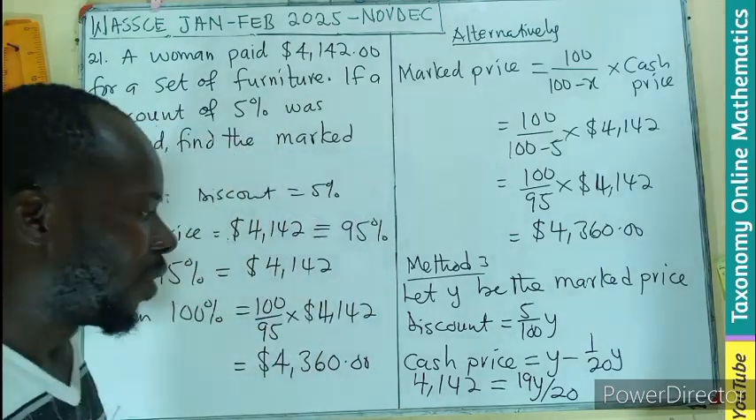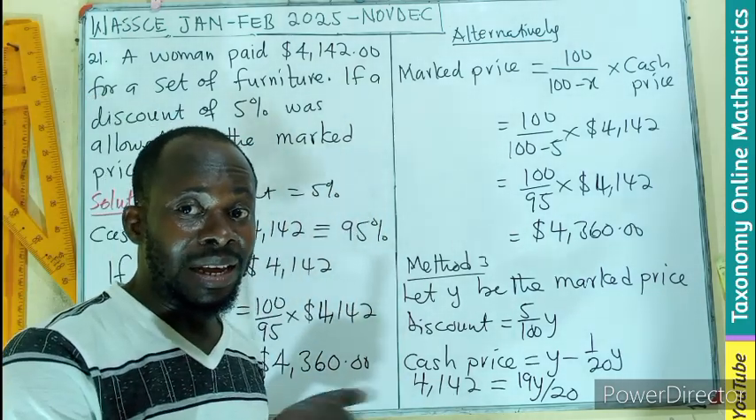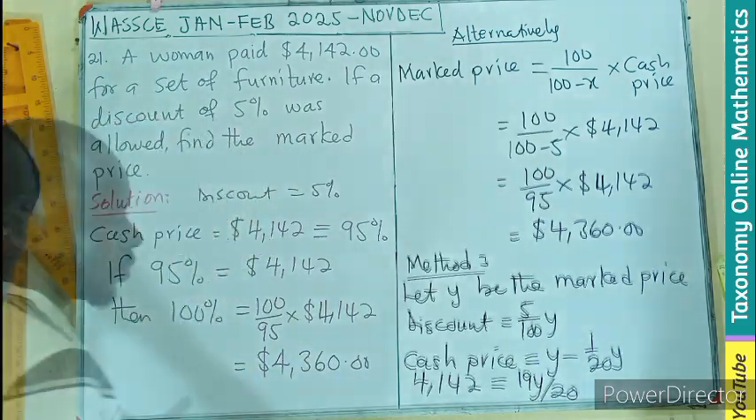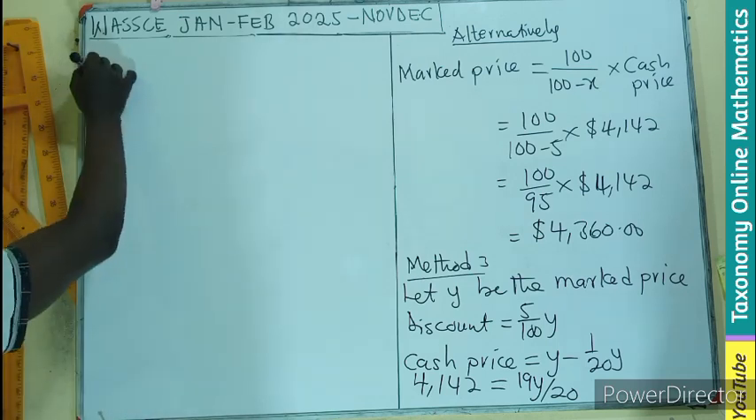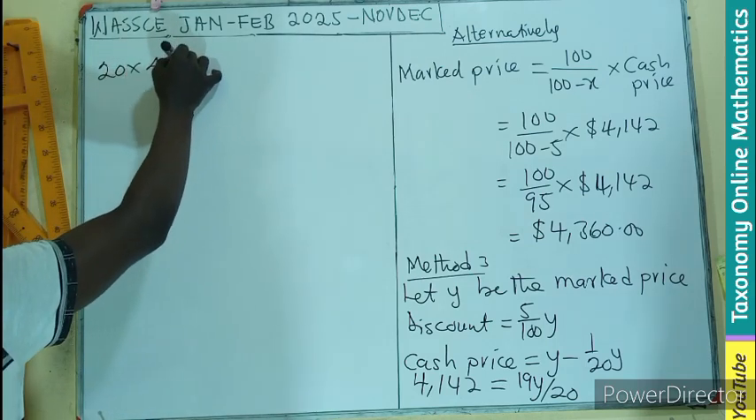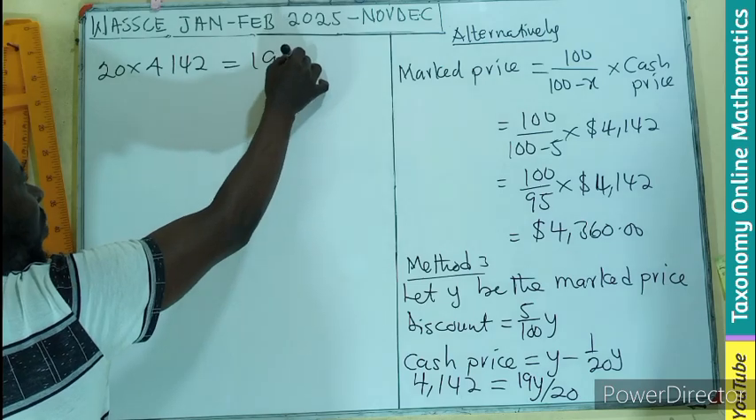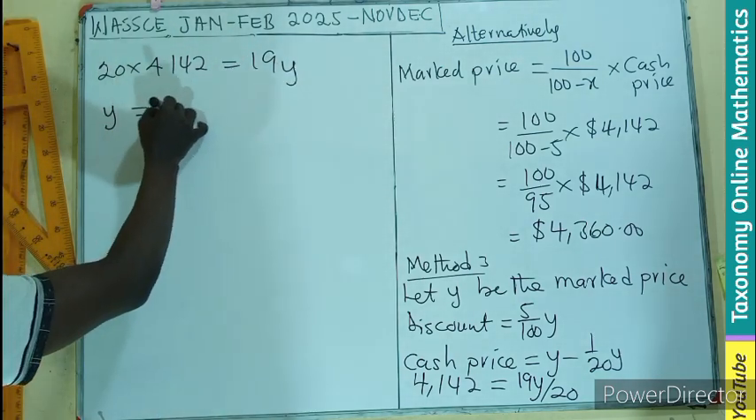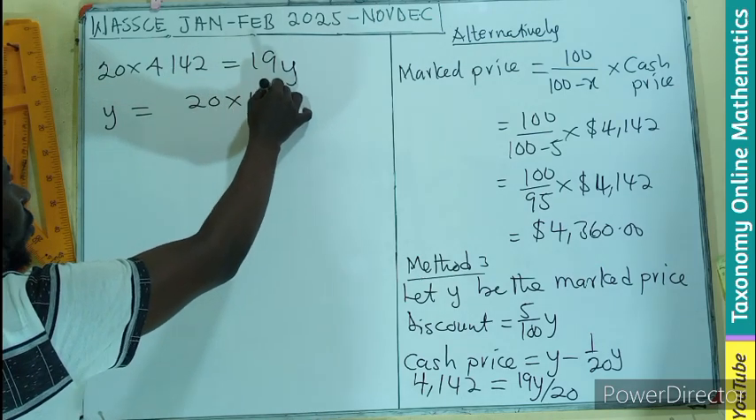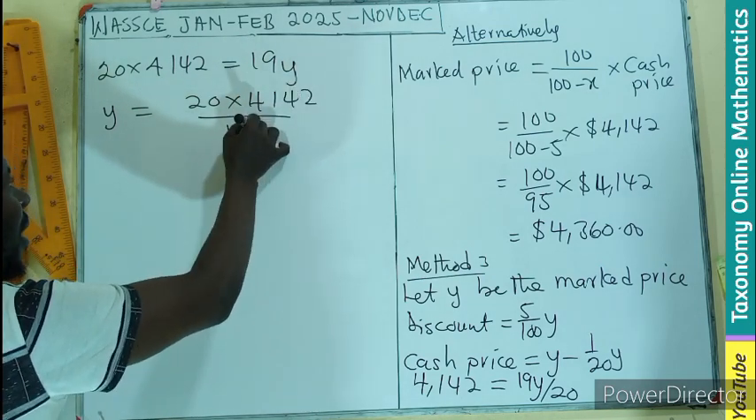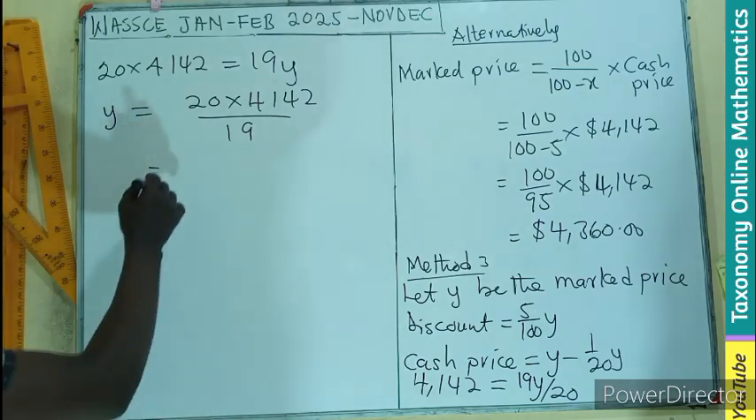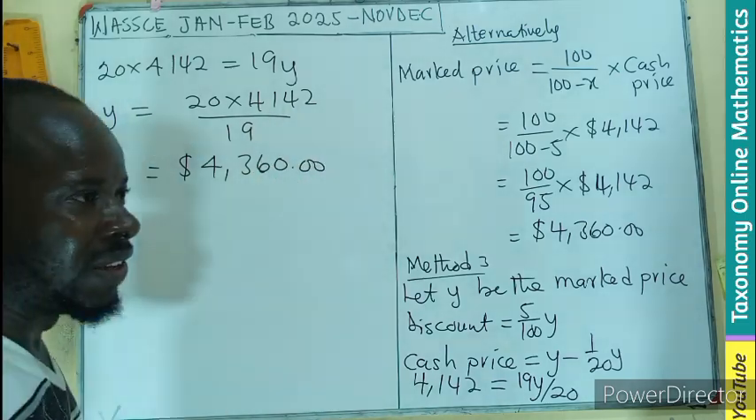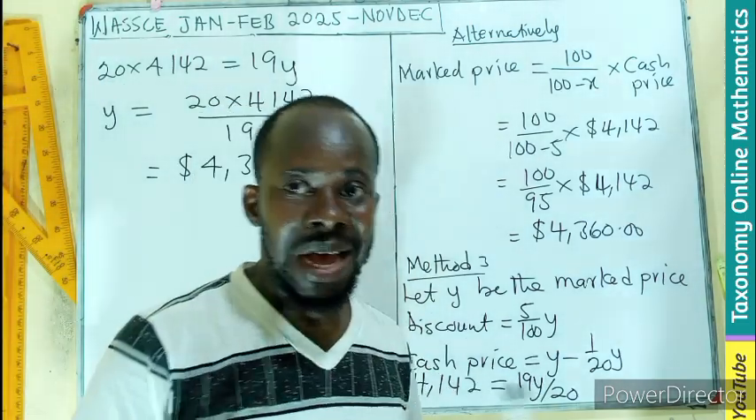So now we just need to cross multiply by the fraction we have here, and we can find the y. So right here we can have 20 multiplying 4142 equals 19y. But we are looking for the y, so we divide by 19. So y equals 20 times 4142 divided by 19. If you check that on your calculator, you should be having 4,360. So you can see we can pass through 3 different approaches to arrive at the answer.